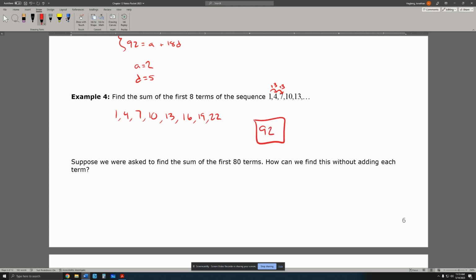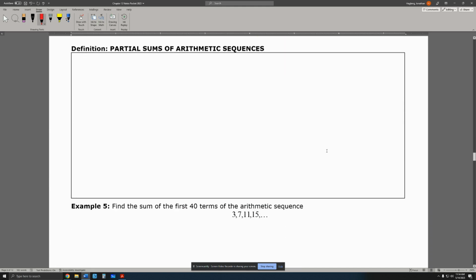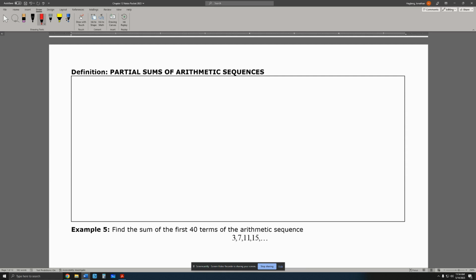Okay. Now, what if we were asked to find the first 80 terms? This would be a pretty arduous process to add 3 and find the next term and find the next term. And then how can we find this without adding each term? This would be pretty tedious. Well, go ahead and flip the page. This brings us to partial sums of arithmetic sequences.